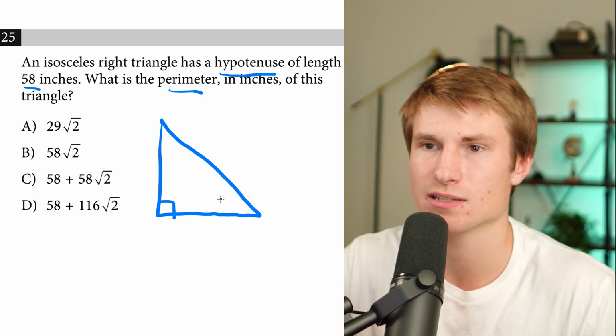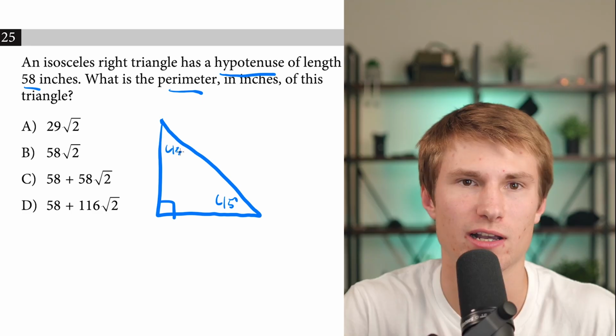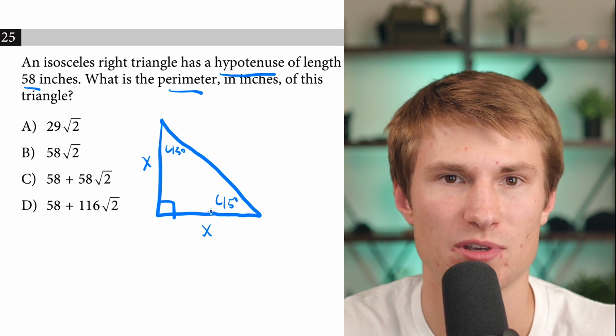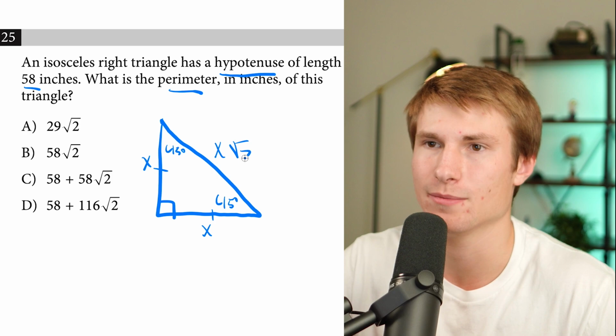Now, keep in mind that since this is an isosceles right triangle, we know that it's a 45, 45, 90 triangle, which has this special property where the side length x will be the same side length since isosceles, and then the value of the hypotenuse would be x times the square root of 2.